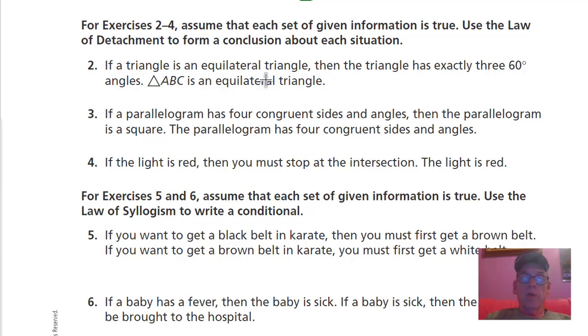So if it's an equilateral triangle, then it has 360-degree angles. Now in number 2, they're telling us that triangle ABC is an equilateral triangle. So what does that mean? It must have 360-degree angles. So what can we conclude? 360-degree angles.